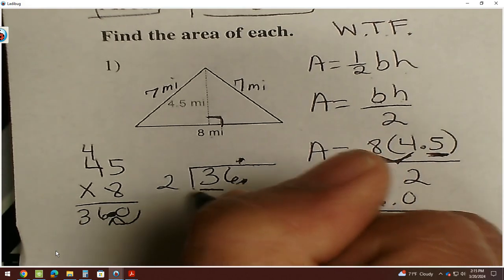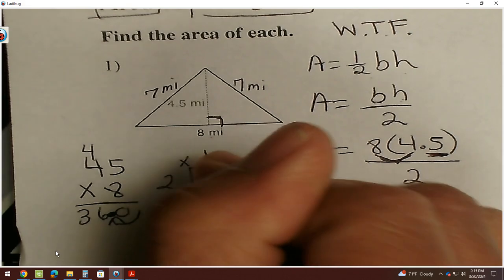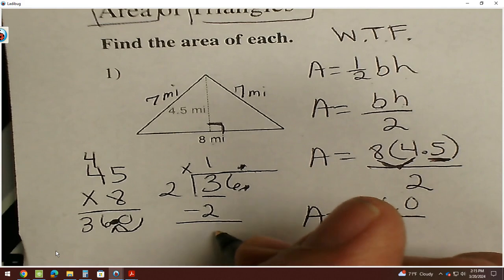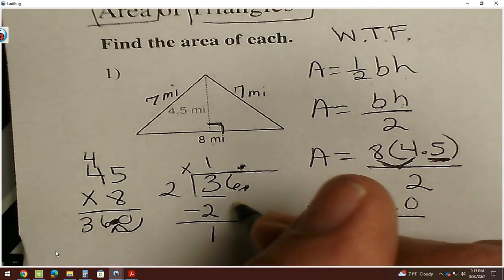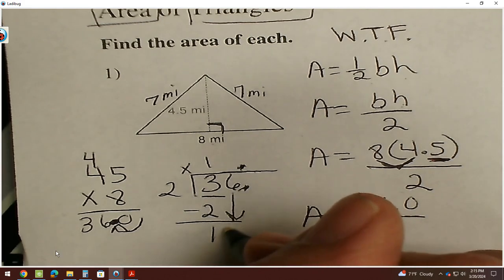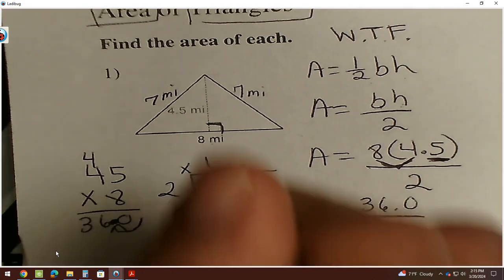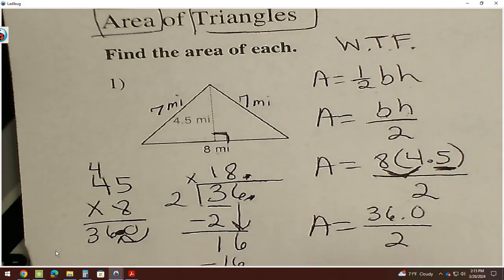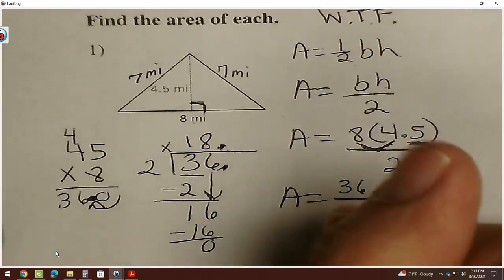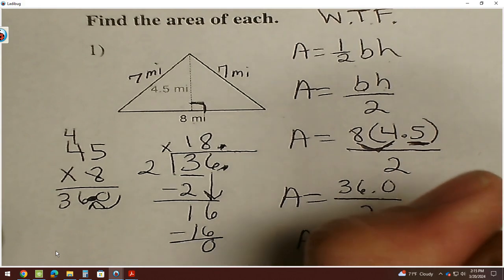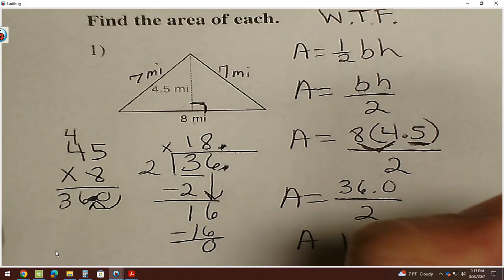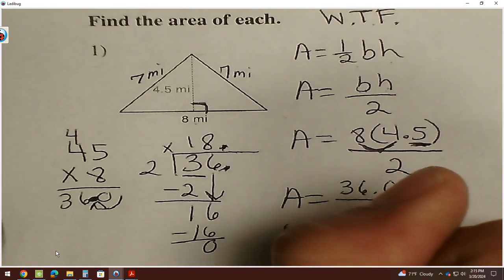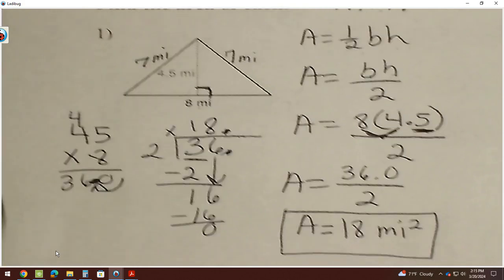So 3, will that be enough for 2? Yes. 2 times 1 is 2. Now 3 minus 2 would be 1, so we're done with the first one. Now 6 comes down. 16, is that enough for 2? Yes, it is. Times 8. So now finally, the area of this triangle would be 18 square miles. The area equals 18 square miles.